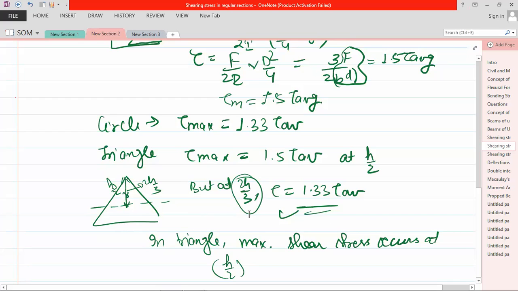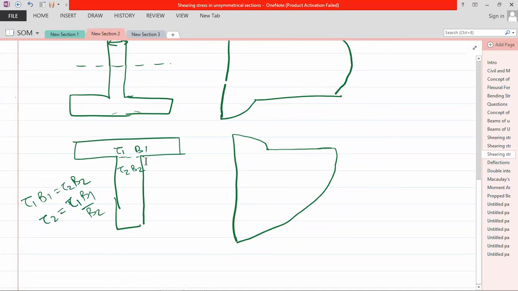Or they can ask, suppose in inverted T sections, suppose this is a T section, in inverted T sections the bending stress will be maximum. So at the junction of the two, the maximum will occur most of the time.